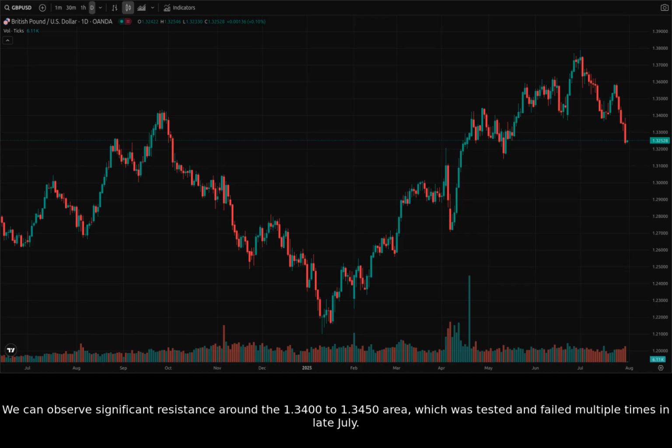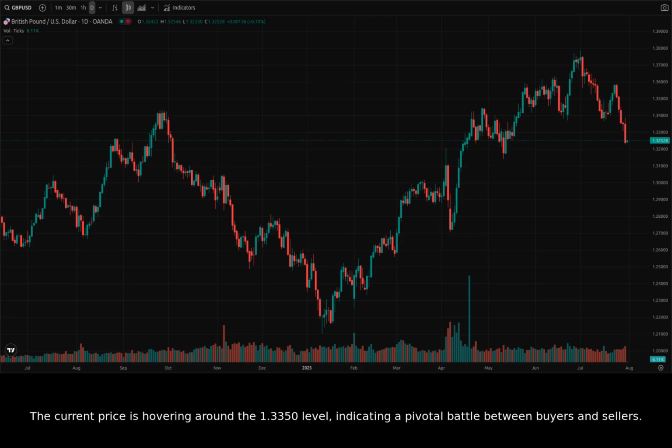We can observe significant resistance around the 1.3400 to 1.3450 area, which was tested and failed multiple times in late July. The current price is hovering around the 1.3350 level, indicating a pivotal battle between buyers and sellers. A sustained break and close below 1.3300 on the daily chart would confirm further bearish continuation. The overall upward trend from March 2024 is now under severe threat from this recent sharp reversal. If the price cannot quickly reclaim levels above 1.3365, the short-term outlook remains distinctly bearish.